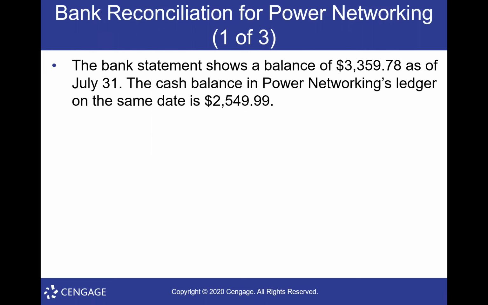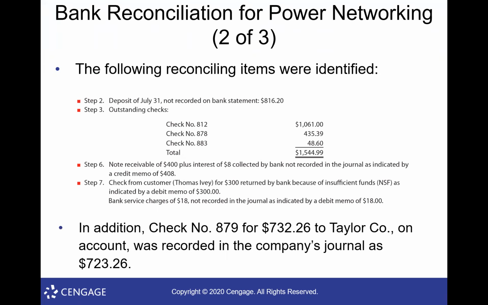So here we have a bank statement that shows a balance of $3,359.78. That's a small business if that's the amount that's in their checking account, right? As of July 31st, the cash balance in Power Network's ledger on the same date is $2,549.99. So as expected, there's some discrepancy between the bank balance and the book balance. All right. So here's a couple items.